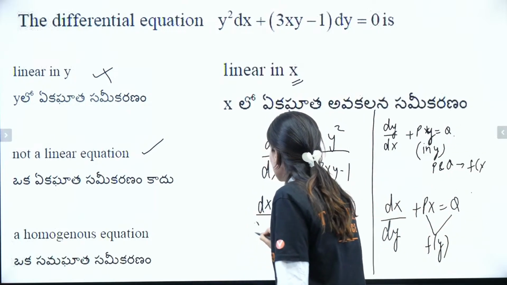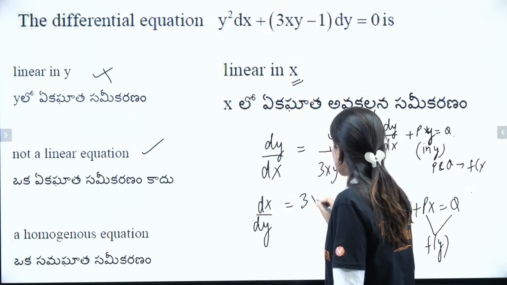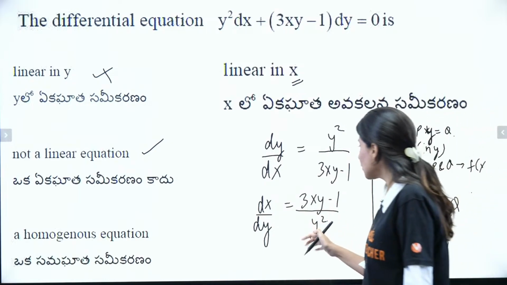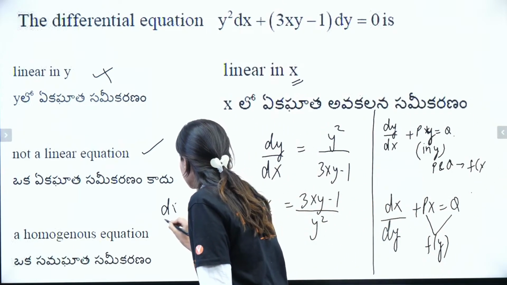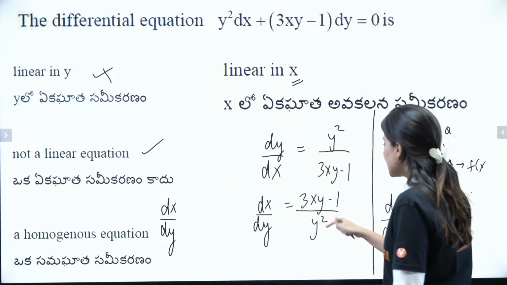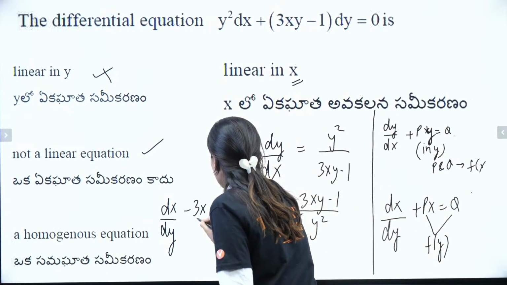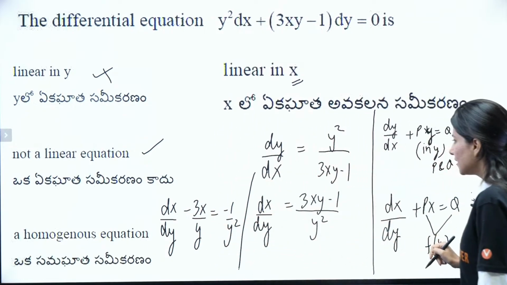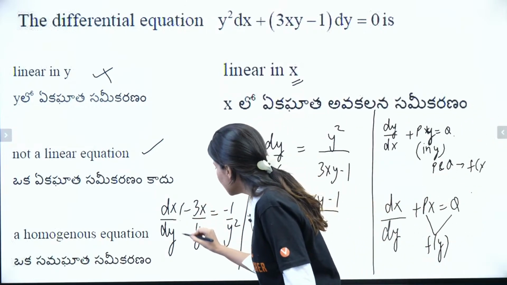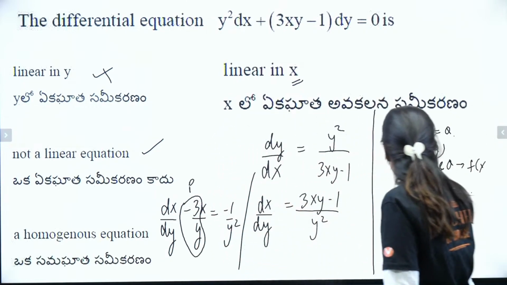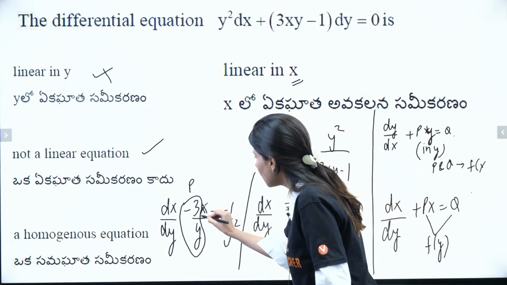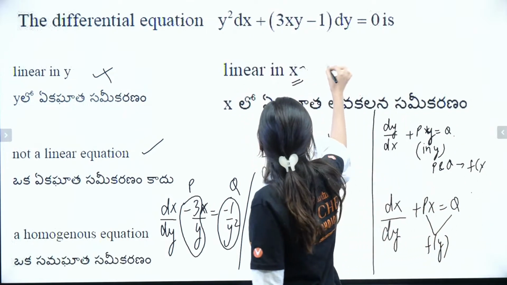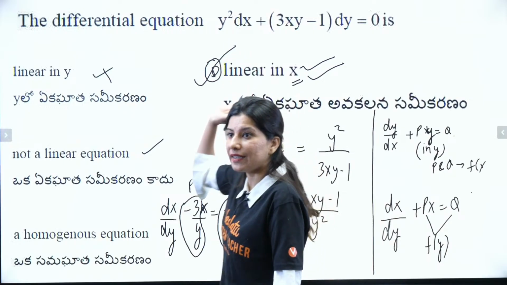So dx by dy, we are taking the reciprocal of it. So this is 3xy minus 1 upon y square. Now it is actually somewhat solvable. So dx by dy minus 3xy upon y square, so minus 3x upon y is equals to minus 1 by y square. Is it looking like this? So this is px. Yes, definitely. So minus 3 by y is your p, which is by the way a function of y. And what about this? Q is also a function of y. So this is your q. Yes. So this is linear in x. So option D is absolutely right.